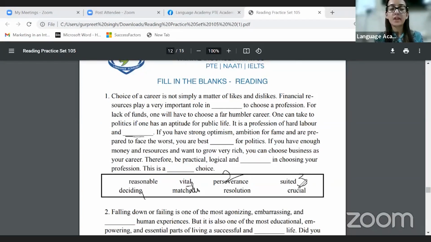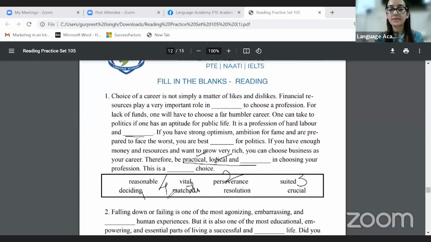If you have enough money and resources and want to grow very rich, you can choose business as your career. Therefore, be practical, logical, and dash in choosing your profession. So these are the qualities that we need when we are choosing. We have to be practical, we have to be logical, and what else we have to be? So we have to be reasonable in choosing your profession.